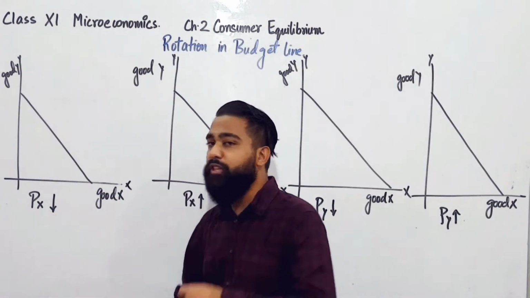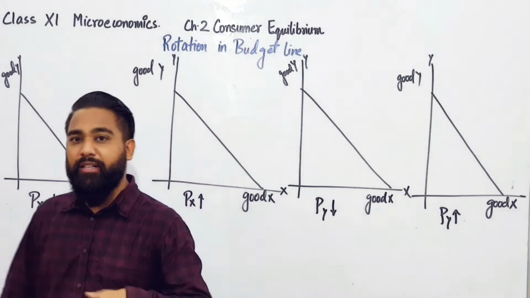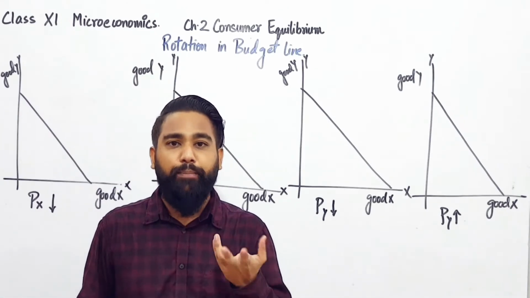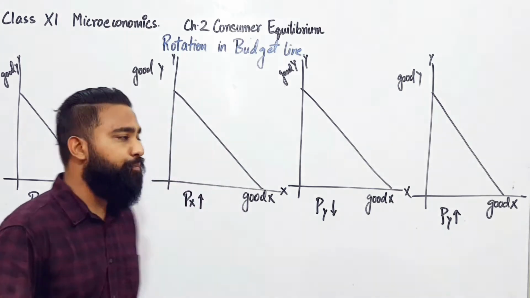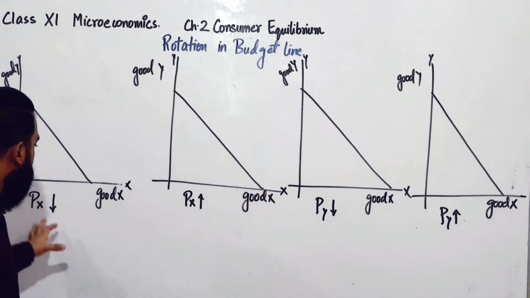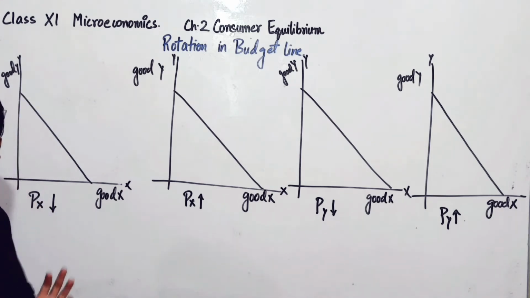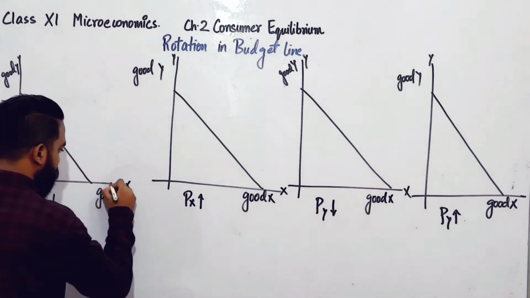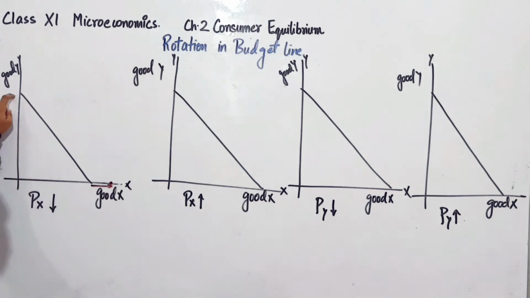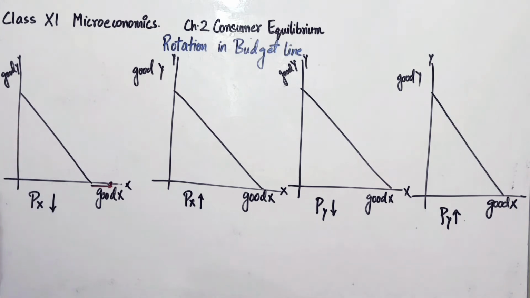Now, in this condition, if the price of good X is decreasing, it means that the purchasing power for commodity X has increased. What happens when the prices decrease? We purchase more. Because the price of good Y is the same, only the price of good X has decreased, you are able to buy more of good X. From here to here you can shift, but the amount of good Y will remain the same.